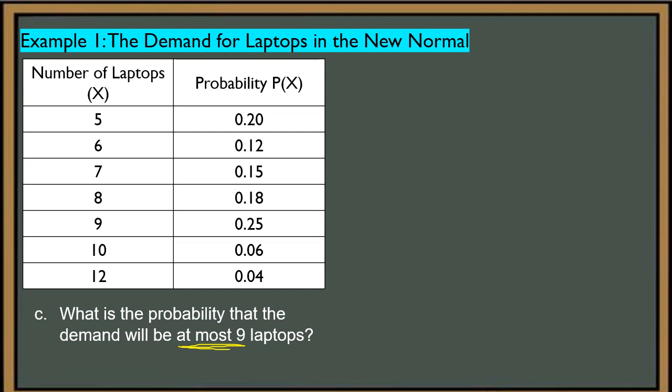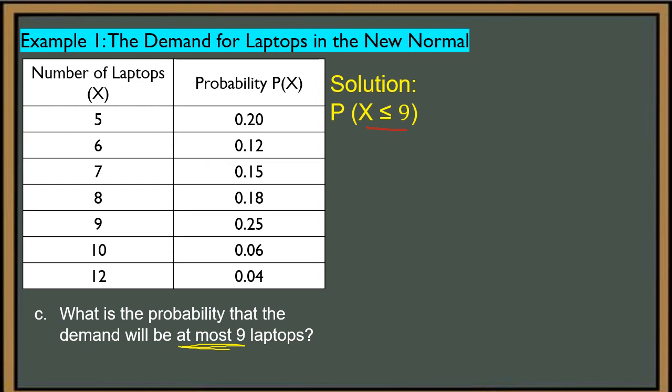So how do we represent at most 9? We have the P of x, the probability of x, which is less than or equal to 9. So x is less than or equal to 9, meaning at most 9. 9 is the highest value.